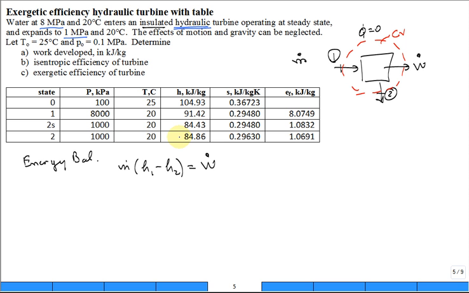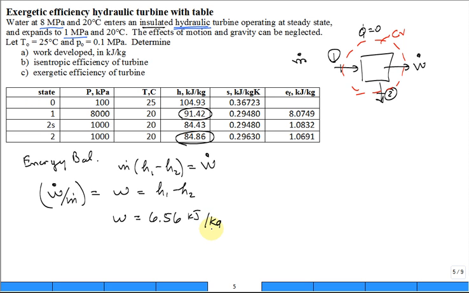So I have a table of properties. Here is the enthalpy at state 1. Here is the enthalpy at state 2. And so we can compute this W dot over m dot, also sometimes written as lowercase w, specific work, is equal to just h1 minus h2, and you calculate lowercase w. The answer for part A comes in at a whopping 6.56 kilojoules per kilogram of water going through the hydraulic turbine.